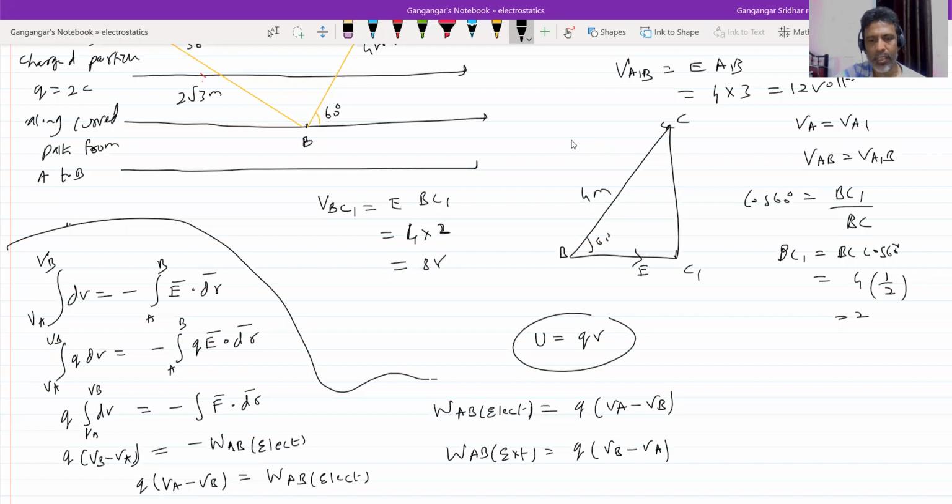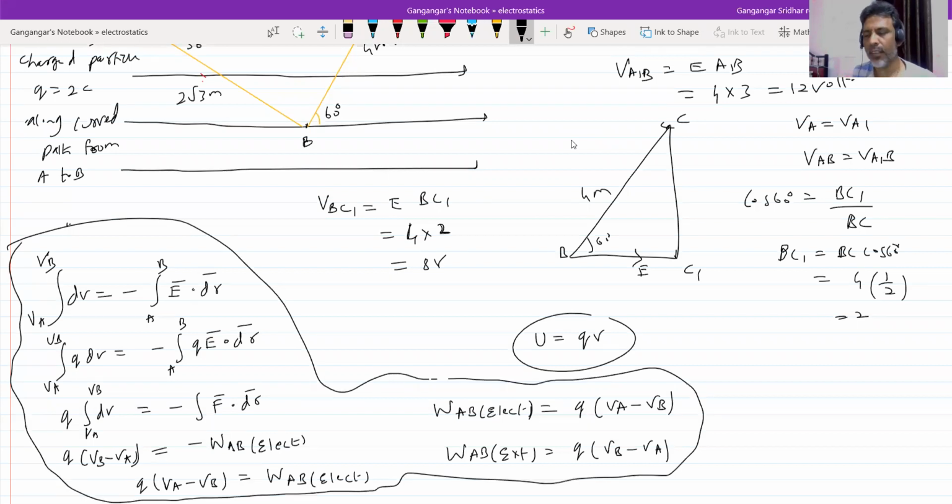So work done to move a charged particle from any point to any point, what you should do here is just find out the potential difference between those points. Calculate the potential difference between those points.